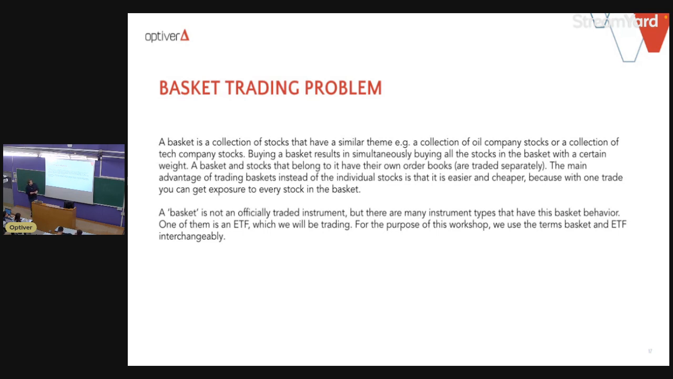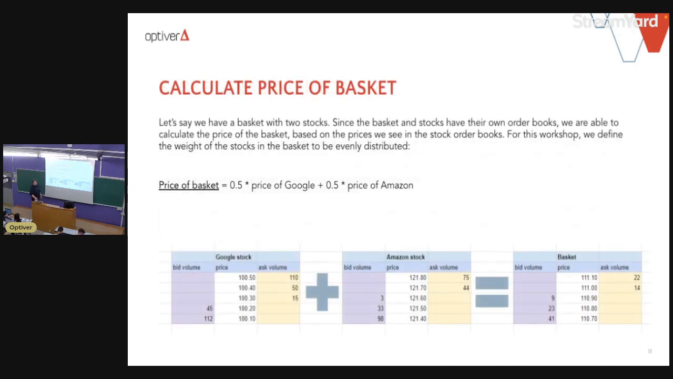So if you want to calculate the price of the basket, you can do it with some kind of weighted average over the prices of the individual stocks. In real cases, that is a bit more difficult than here because different ones are differently weighted, and there are different methods to do this. But in our example, also in the challenge, you will have baskets which always contain only two stocks, and then they are basically weighted 50%, 50%.